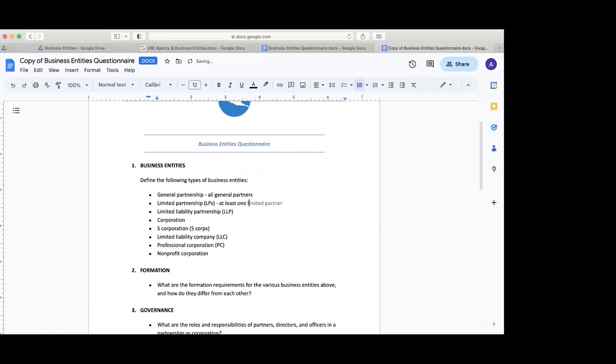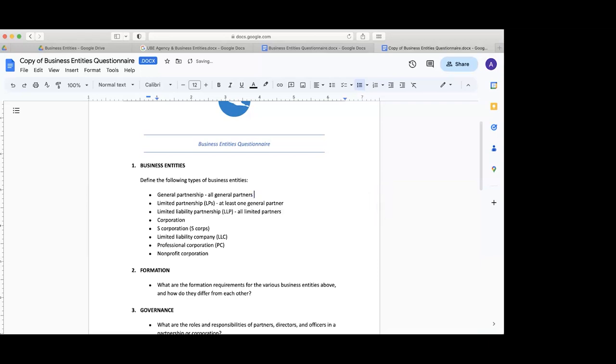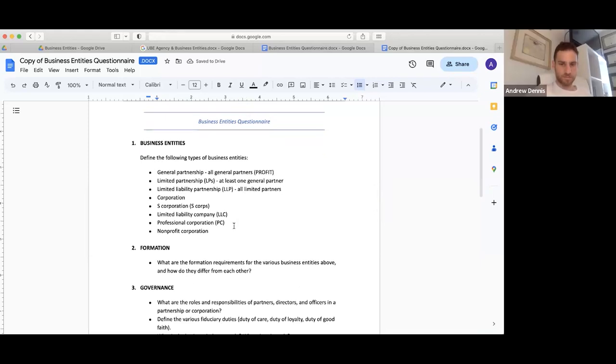A general partnership? Yeah. You just, you guys know, not necessarily any agreement. You guys just work. Work for what though? Work for a business as co-owners of a business for profit. Yeah, exactly. Like the main thing is it's for profit.